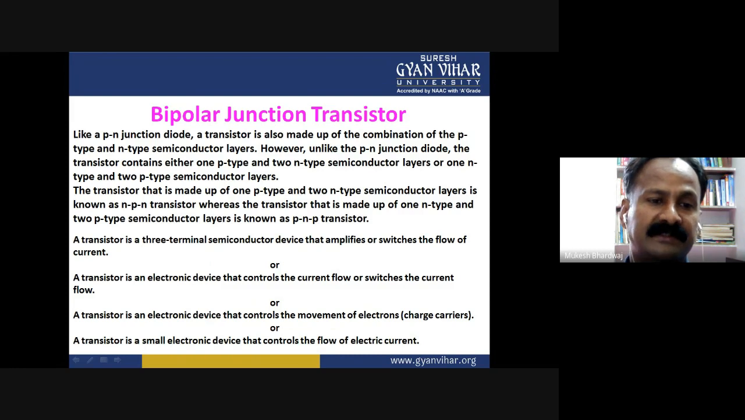Or a transistor is an electronic device that controls the current flow or switches the current flow. A transistor is an electronic device that controls the movement of electrons, that is charge carriers. Or a transistor is a small electronic device that controls the flow of electric current. So basically, we are controlling the flow of current by means of BJT.